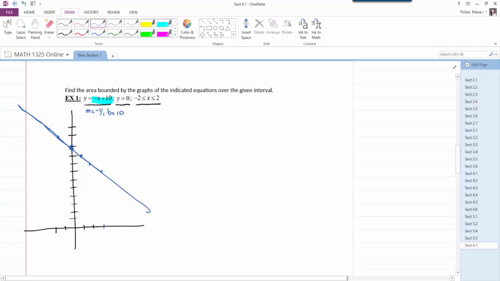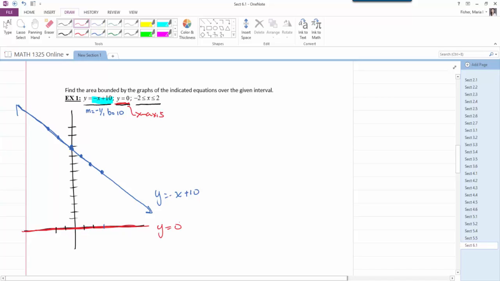So this is the line of y equals negative x plus 10. And then I also need the line y equals 0. Well, the line y equals 0 is just the x-axis, right? It's a horizontal line at the x-axis. So here's my line y equals 0.